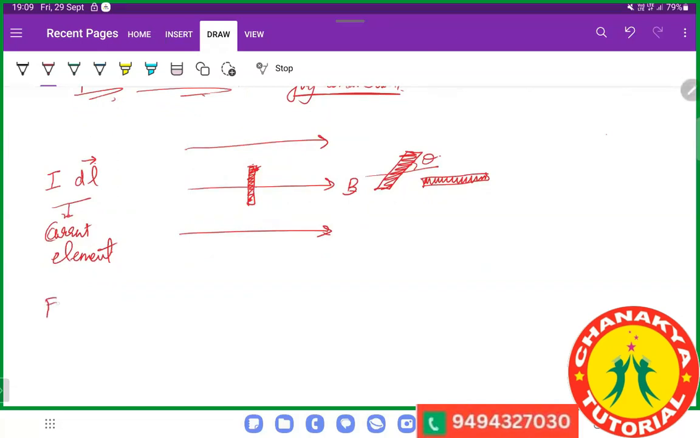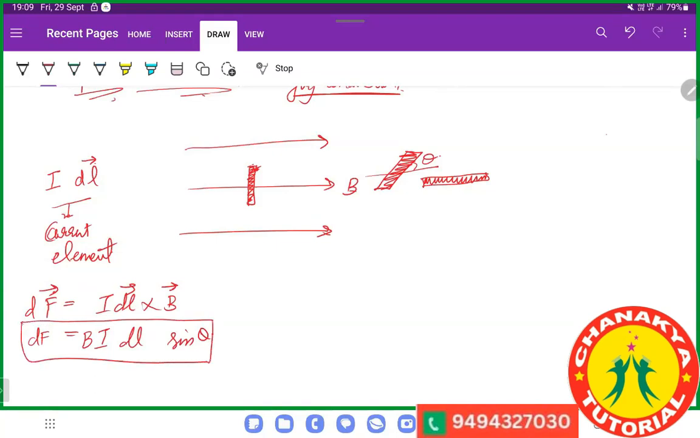Now force equals dF. So small force equals I dl cross B. And when we have a cross, we use sine. So dF equals B I dl sine theta. Here theta is the angle between dl and B.